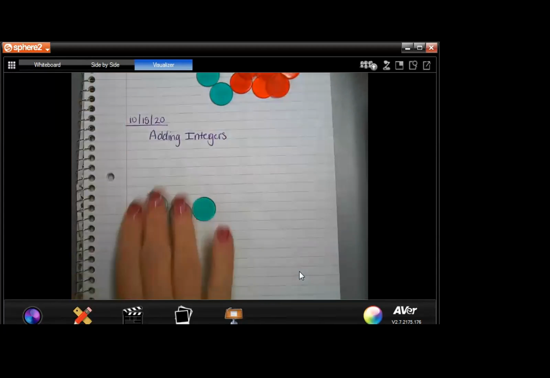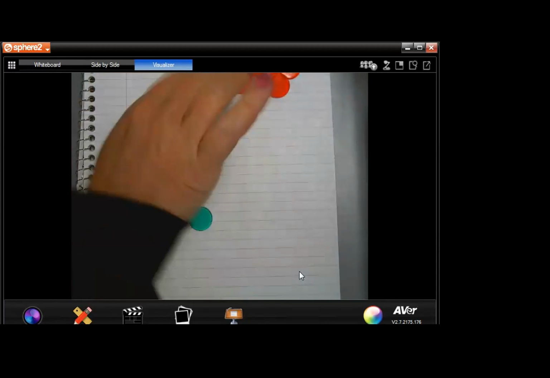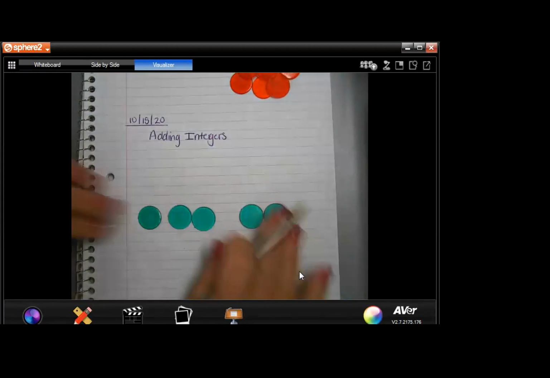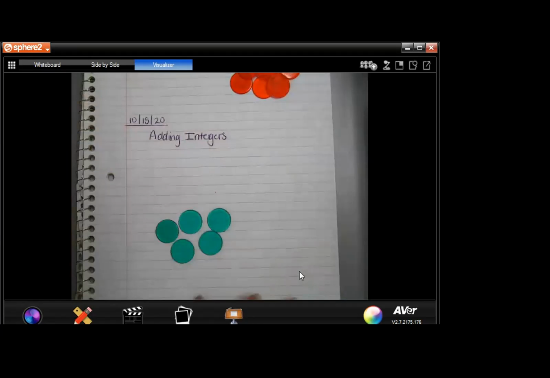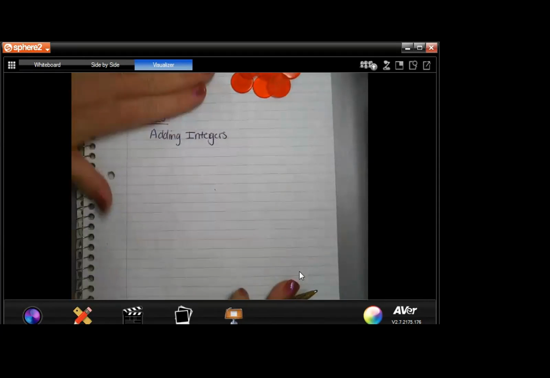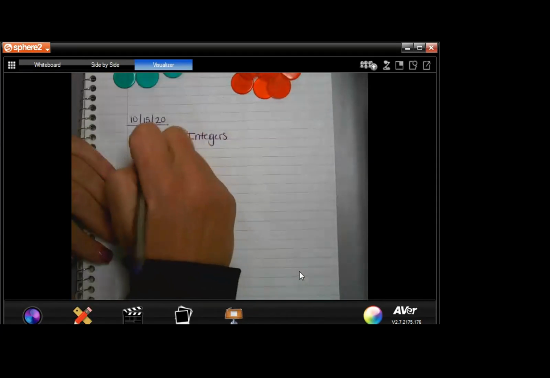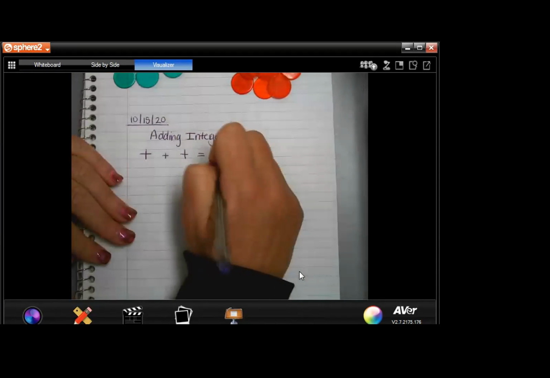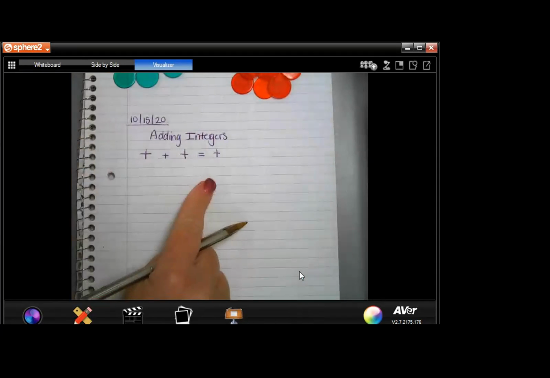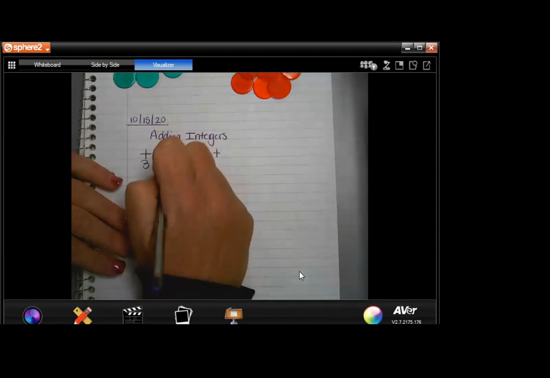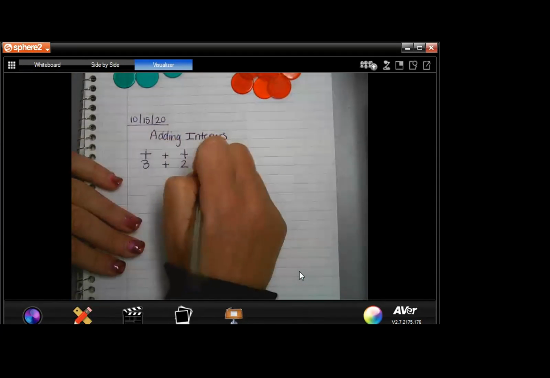When you have these, my cute little circular things, if I have a problem that looks like this right here, where there's 3 greens and 2 greens, we can group all of these together, right? Okay, so what that basically shows us is that when you add a positive plus a positive, your answer will end up being a positive result. So positive 3 plus positive 2 equals a positive 5.